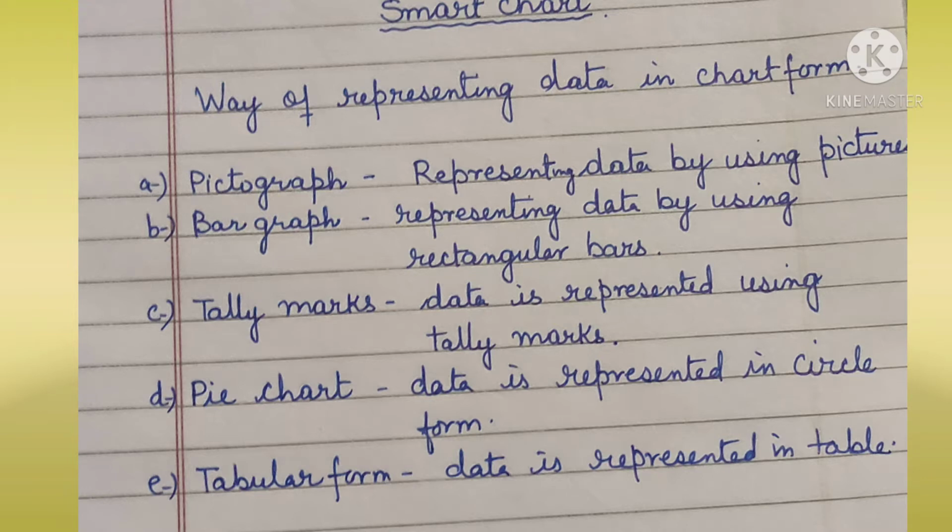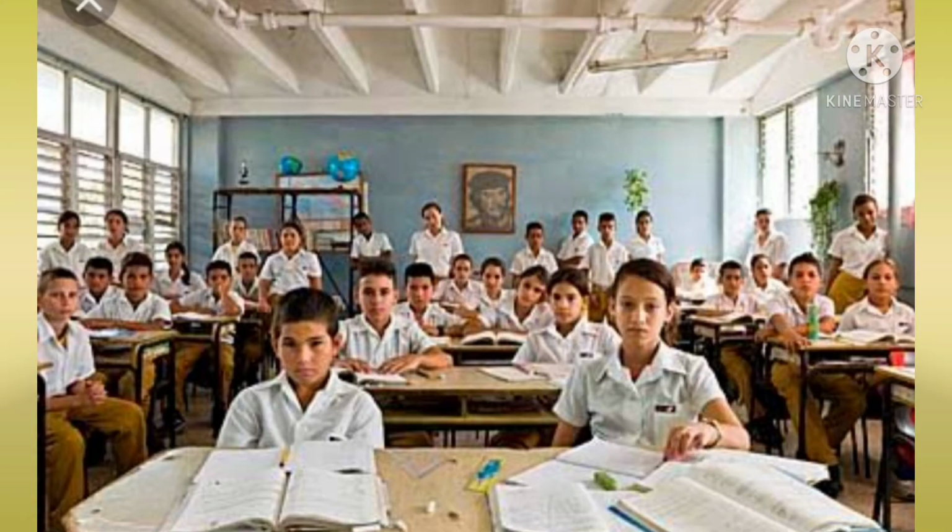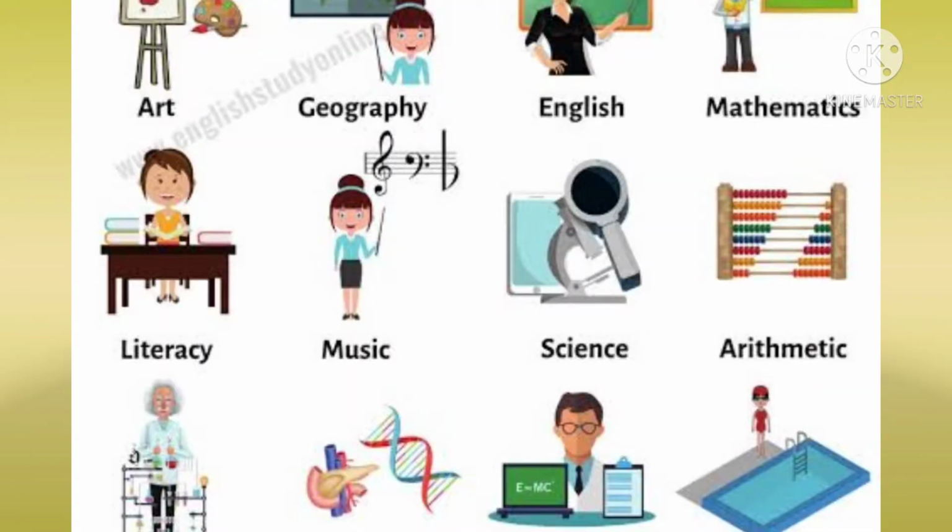So, let us start with tabular form. Children, when we organize data in table form, it is known as tabular form. So we can read and interpret data easily. For example, you have collected information from your class of 40 children as to which is their favorite subject from maths, science, English, Hindi, and EVS.